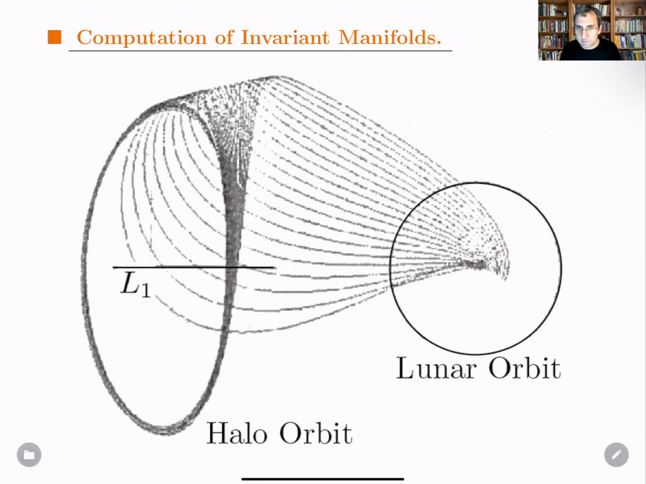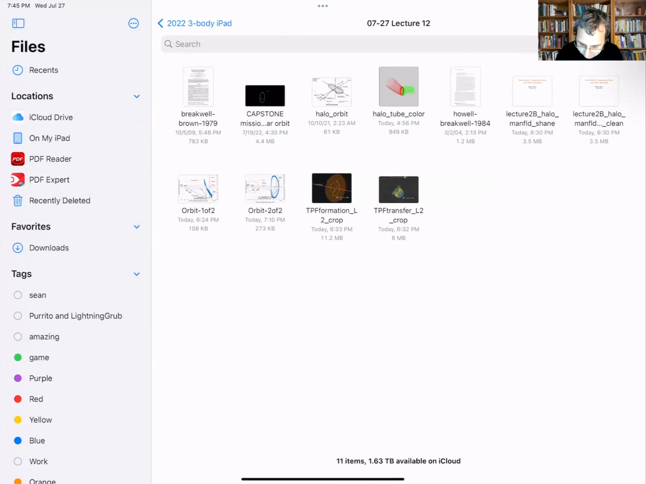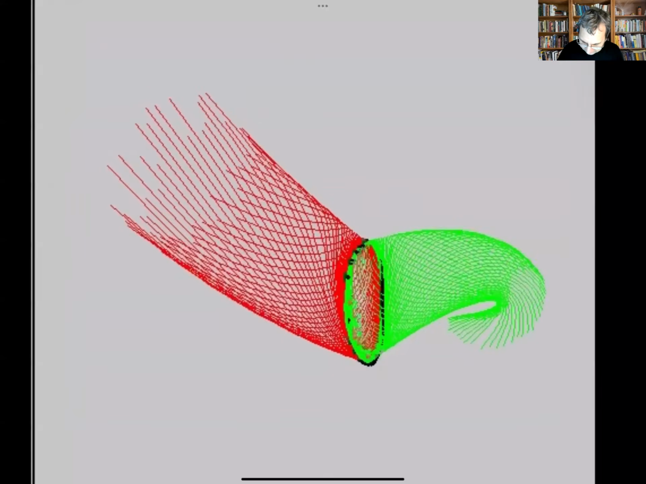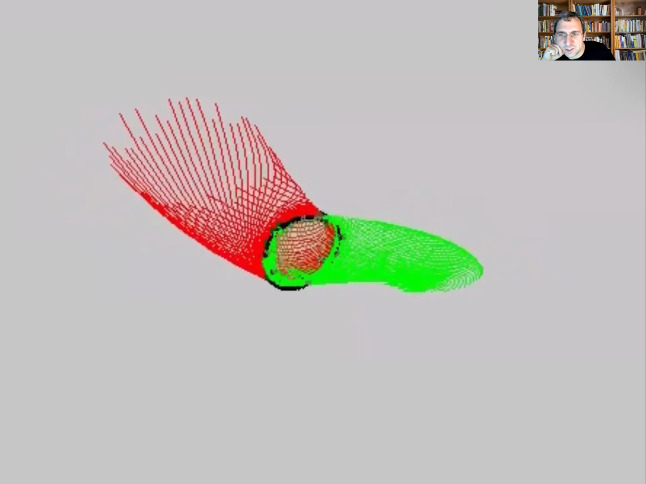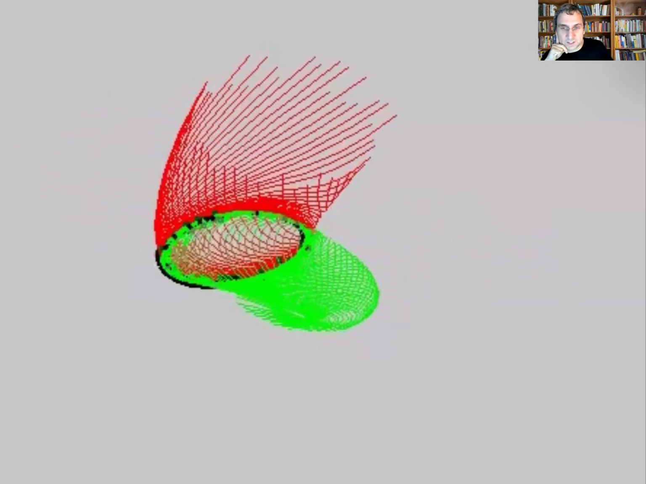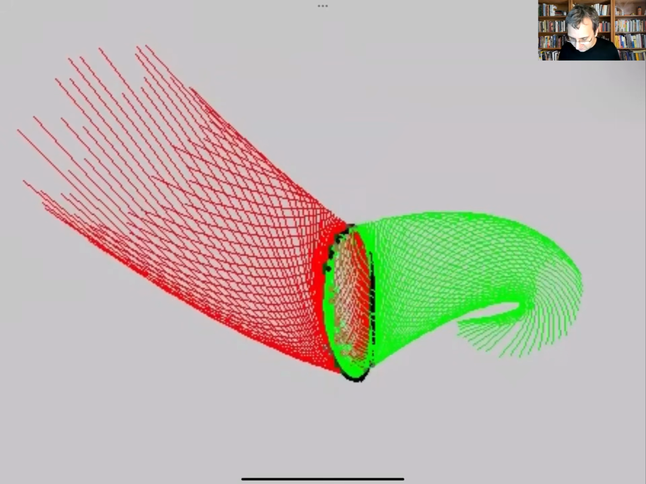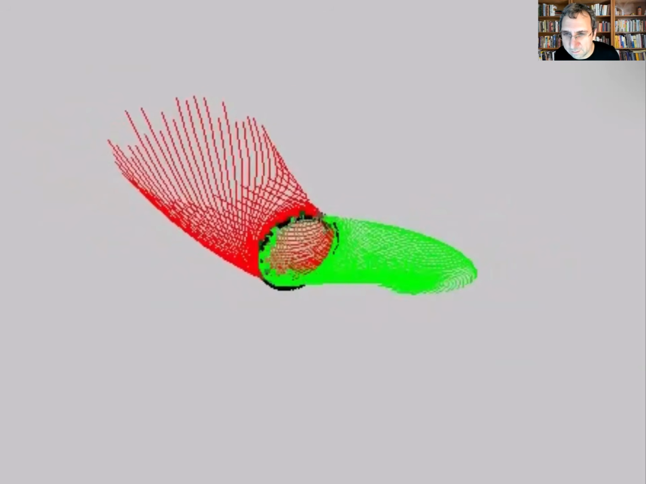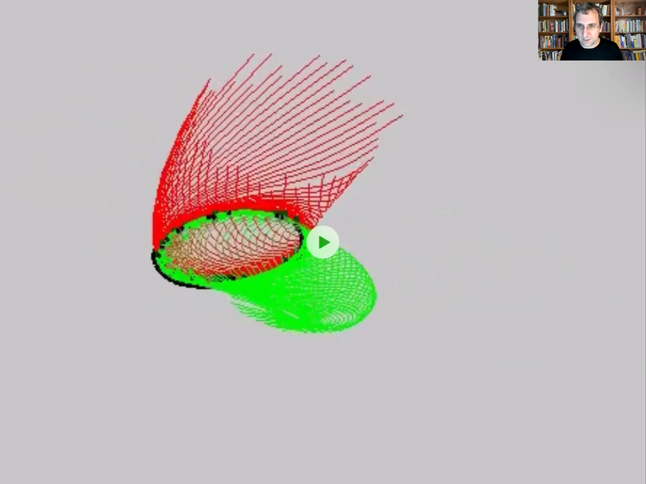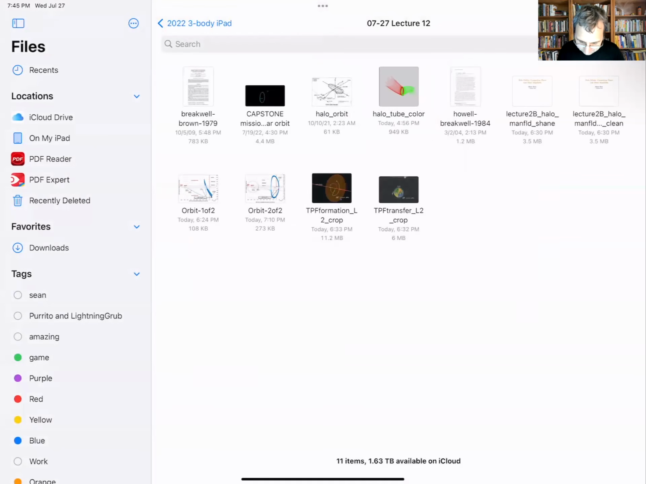Easy peasy. Well, maybe not. If you do that, you'll get something like this. This is showing a halo orbit and a bunch of trajectories on one stable branch and one unstable branch. So I'm showing the stable in green and the unstable in red. So I think this is Sun-Earth L1. You can kind of see the three-dimensionality. Sorry that the frame rate isn't looking so good there.